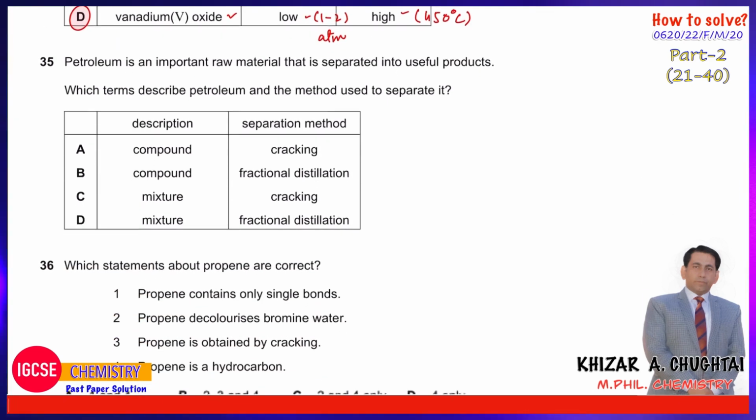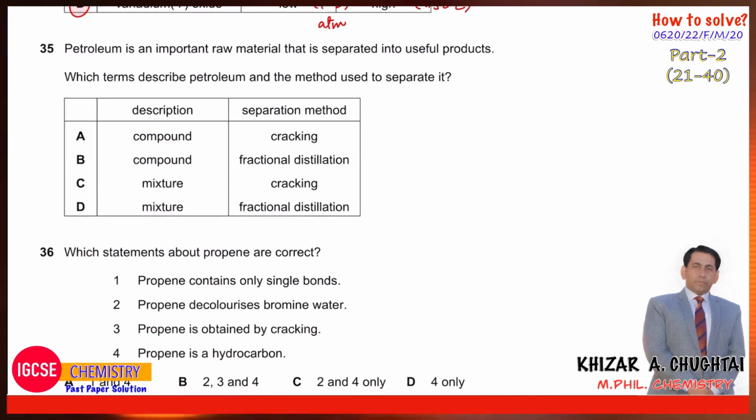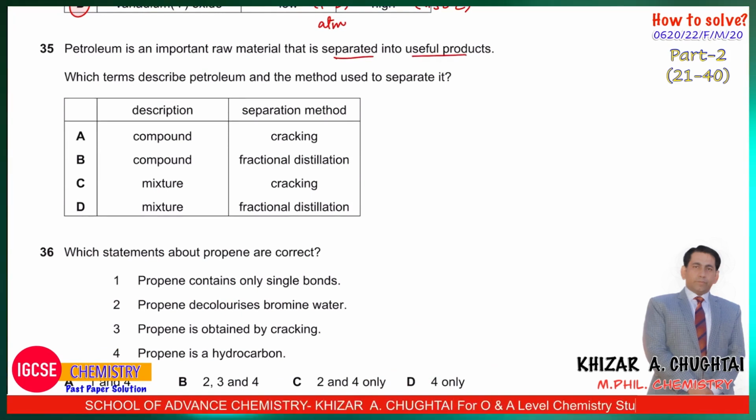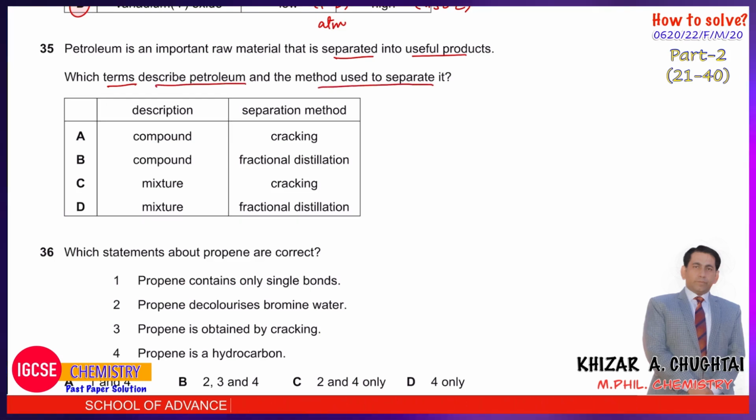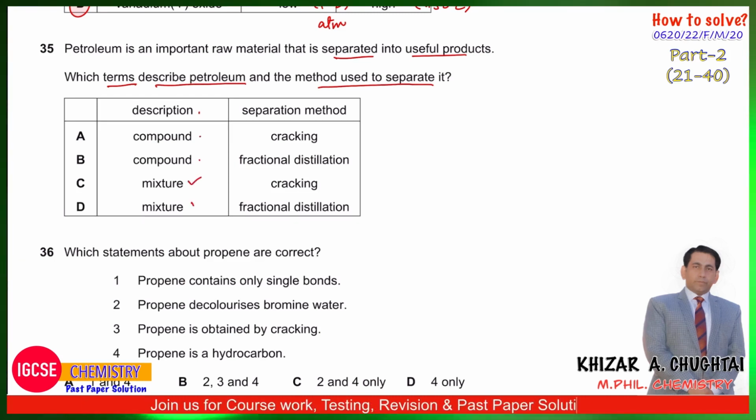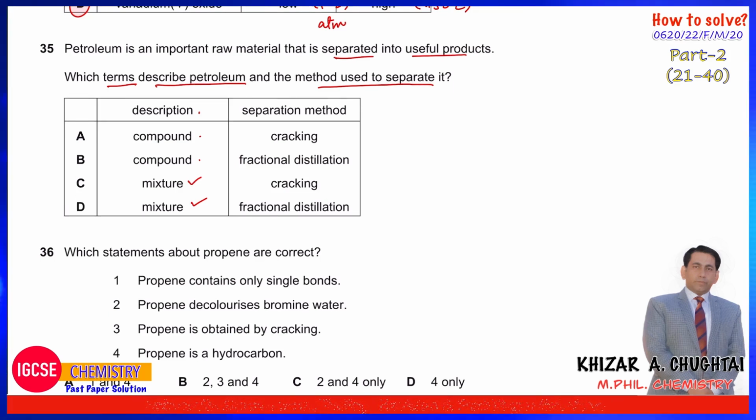Next question, question number 35. Petroleum is an important raw material that is separated into useful products. Which terms describe the petroleum and the method used to separate it? Description, what is the petroleum? It's a compound. No. It's a mixture. Yes. So D or C may be one of the correct options. Separation method is fractional distillation. So D is the correct option.